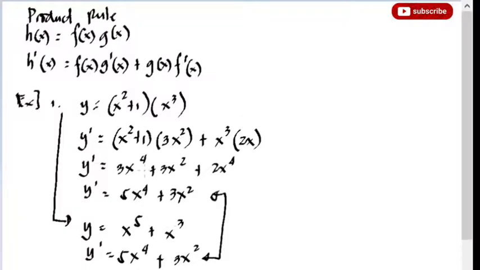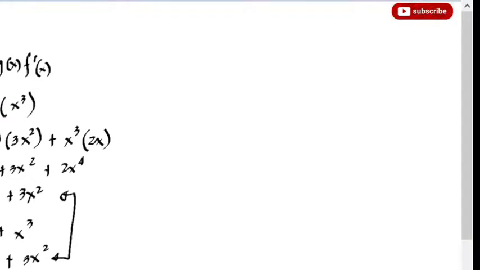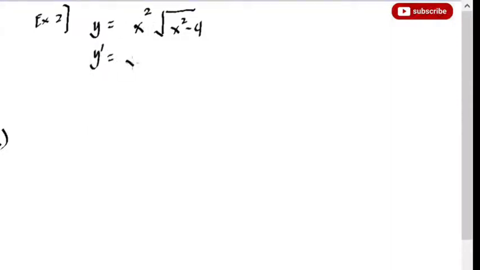Sige. Gawa pa tayo ng isang example. So let's have another example. Example number 2. If we have here y is equal to x squared multiplied by square root of x squared minus 4. Halimbawa yan. Okay? So, ano yung derivative nito? The derivative of this one, y prime, is equal to, sige, simplify muna natin to into exponent form. So, ano yung exponent nito? x squared minus 4, and then to the 1/2.